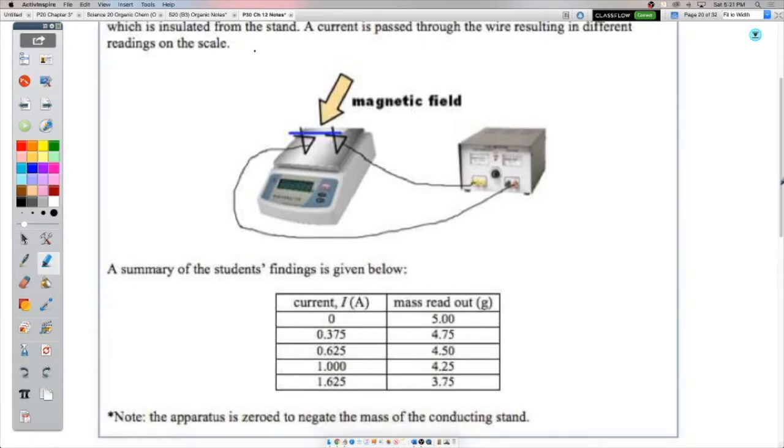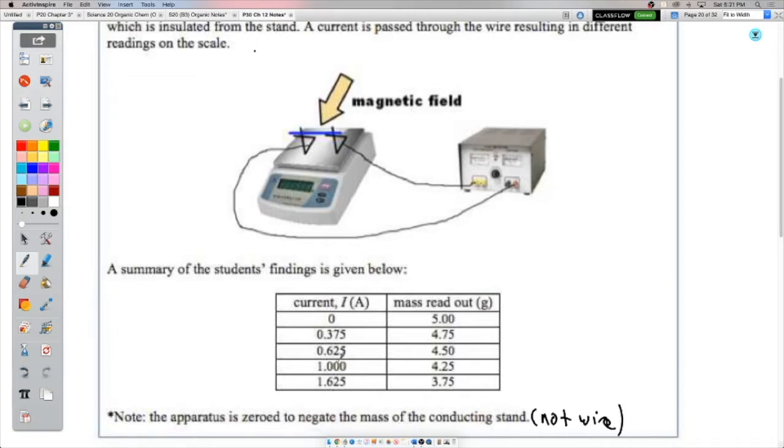Okay, so here's our setup. Now it's saying that when the current increases, notice that the mass readout decreases. Okay, and it tells us the apparatus is zeroed to negate the mass of the conducting stand. So not the wire, just the conducting stand. So what do you think the mass of the wire is? Well, when there's no current, which means there's no magnetic force being produced, right? Clearly, the mass readout of the wire is 5 grams.